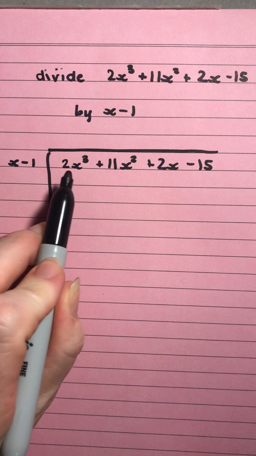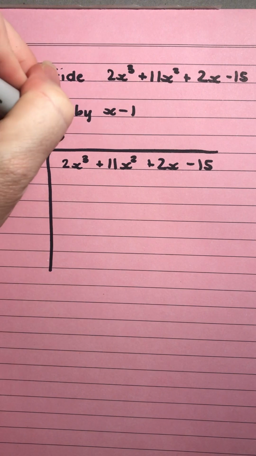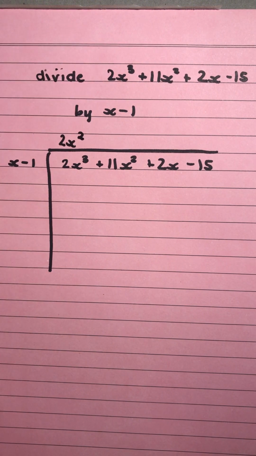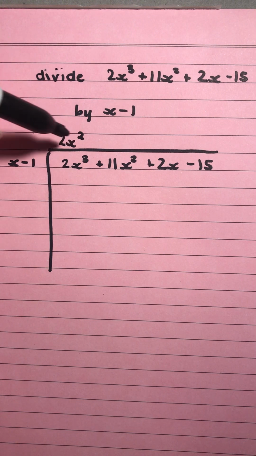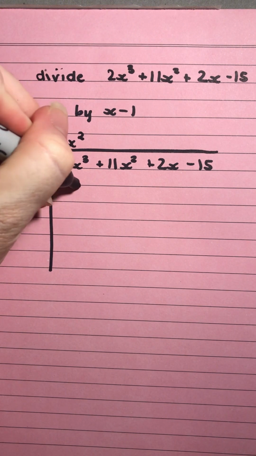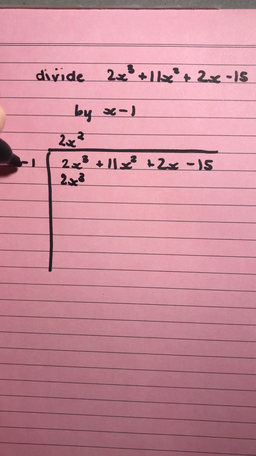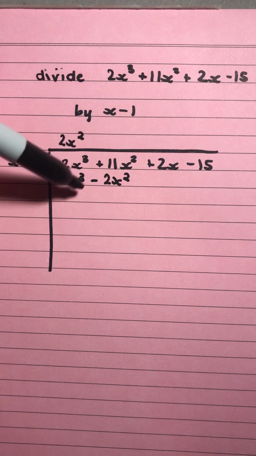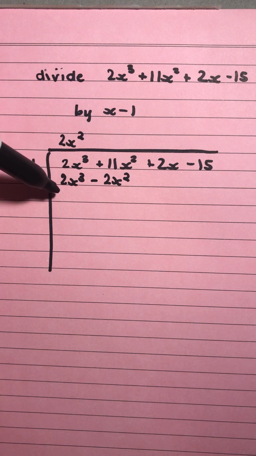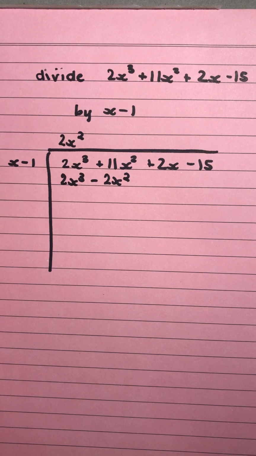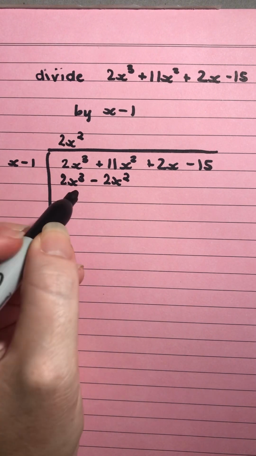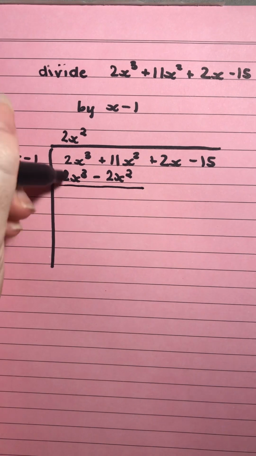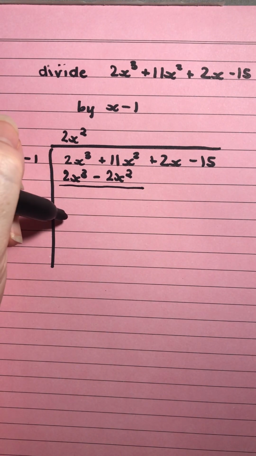So I go 2x cubed divided by x, and that's going to be 2x squared. And then I multiply out. So then I'm going to go 2x squared times x is 2x cubed, and 2x squared times minus 1 is minus 2x squared. So each time you do that, you will get the same first term in your set. And that's because when you are multiplying out, you're doing the same action again, really, and you're getting the same term, and then you will subtract. So your main aim is to have these two the same, then when you subtract them, you'll get 0.